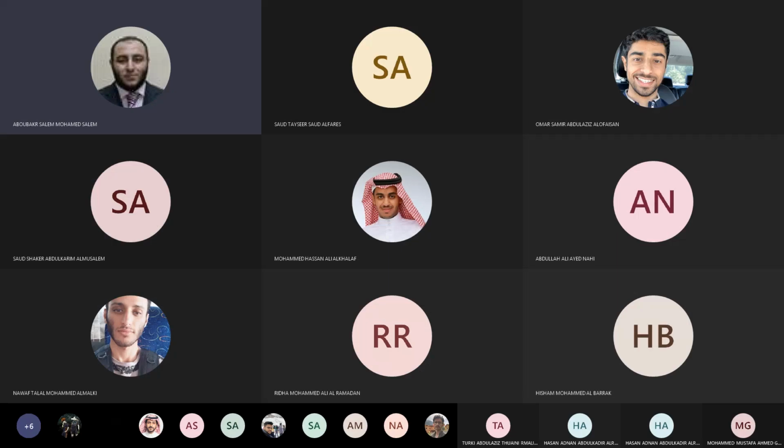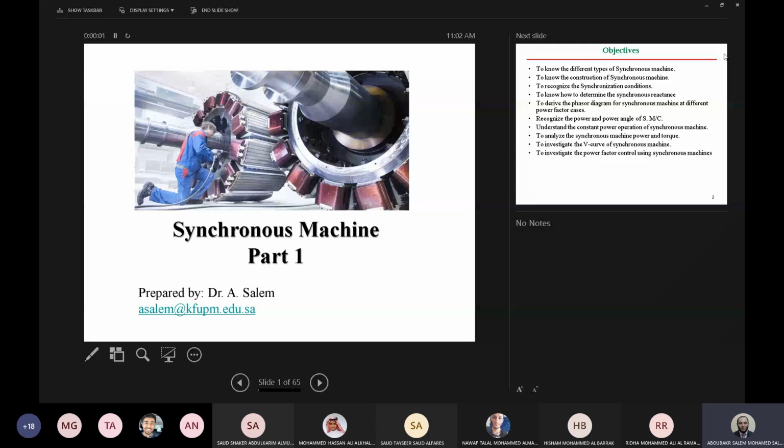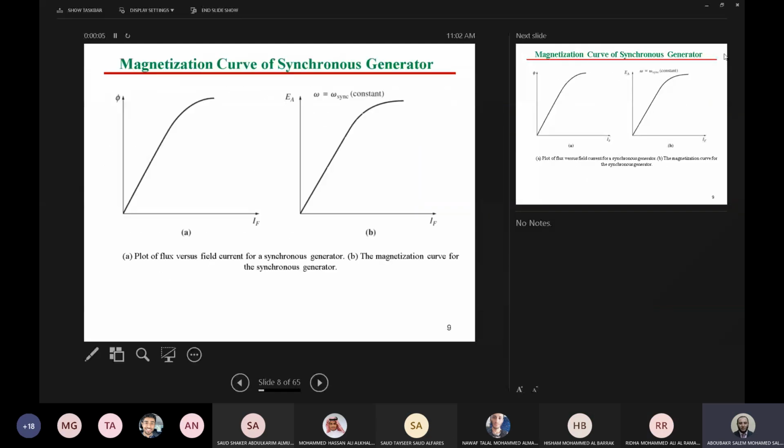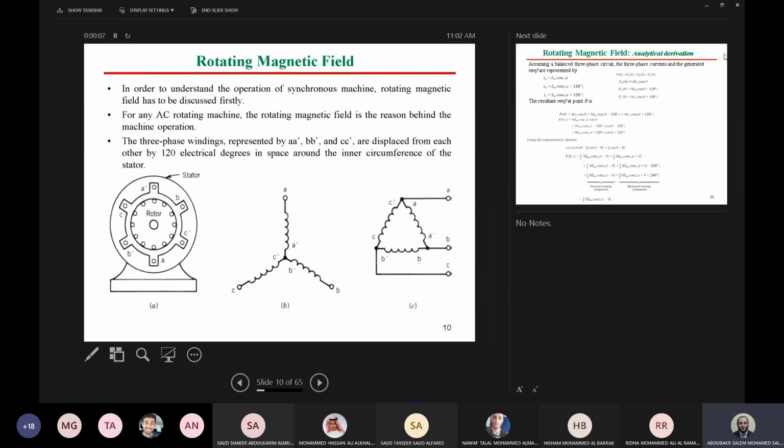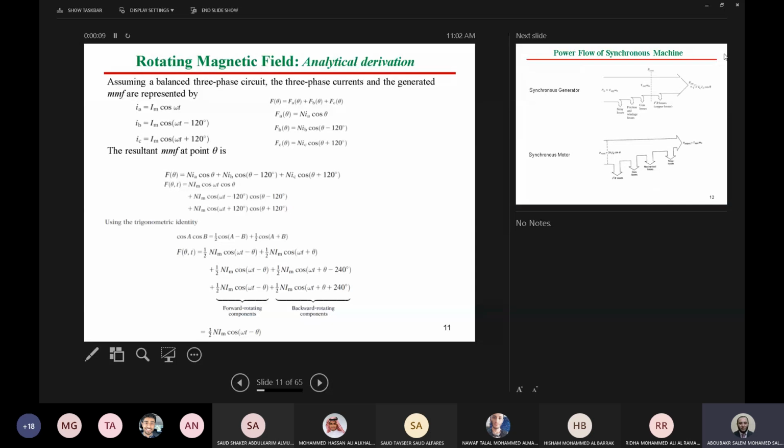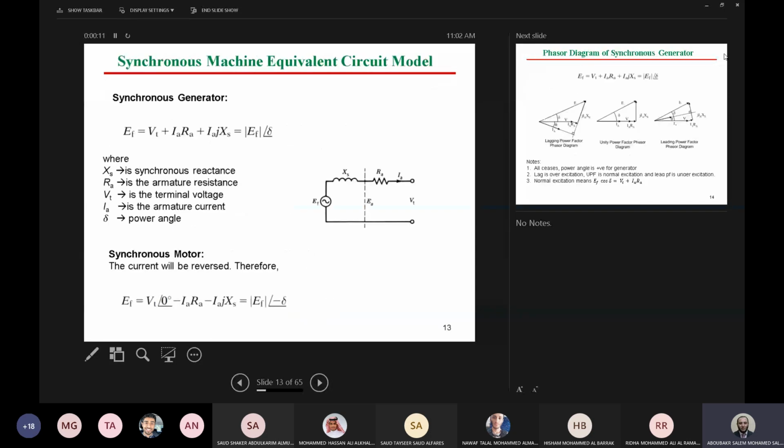Discussing the topics of synchronous machine. Last class, we discussed the excitation types, the magnetization curve, the rotating flux, the power flow, and we stopped at this part here, the equivalent circuit of the machine.